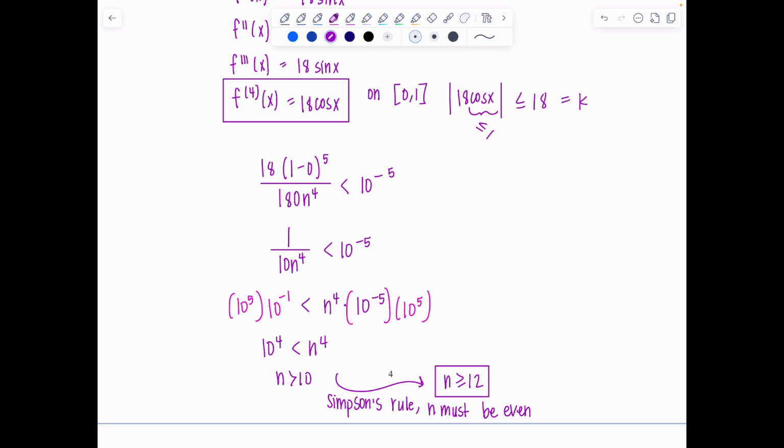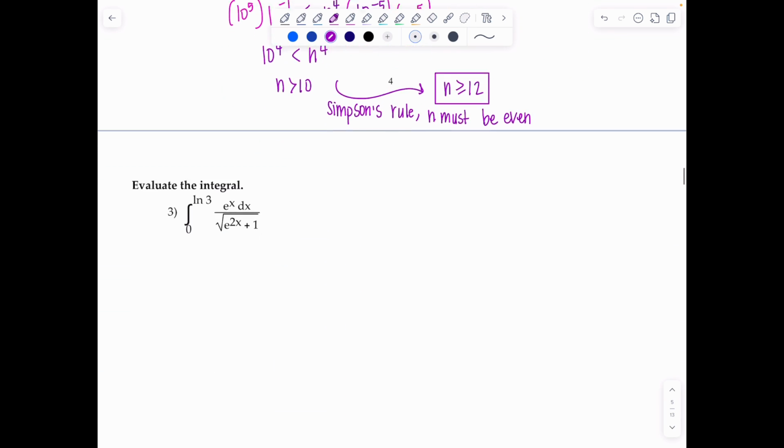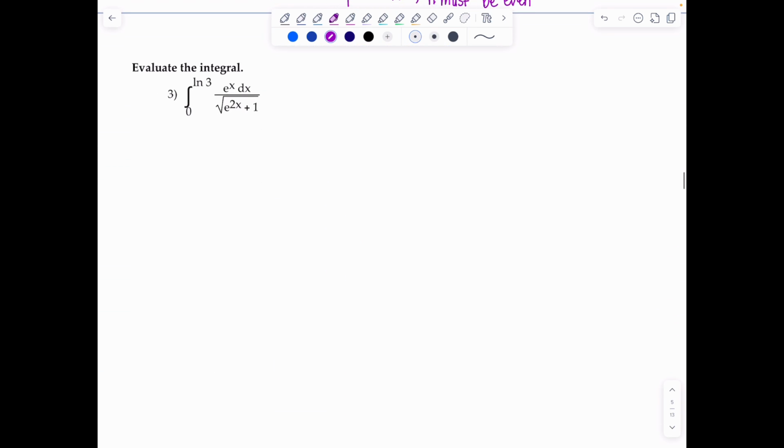Okay, good. Moving on to question 3. Evaluate the integral from 0 to natural log of 3 of e to the x dx over the square root of e to the 2x plus 1. Okay, so this one, I had them practice it in class a couple times.